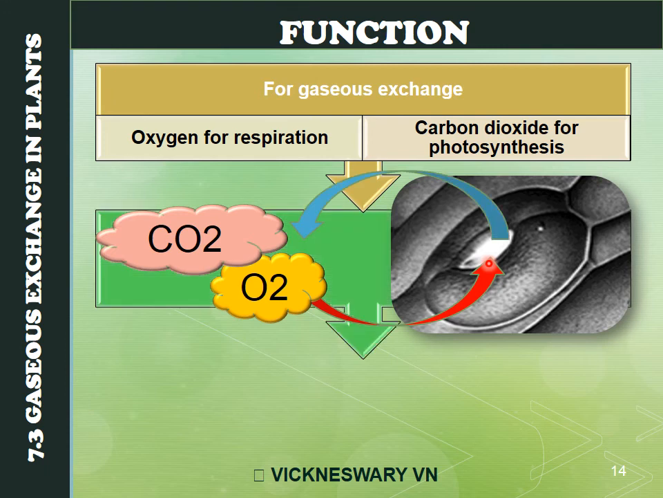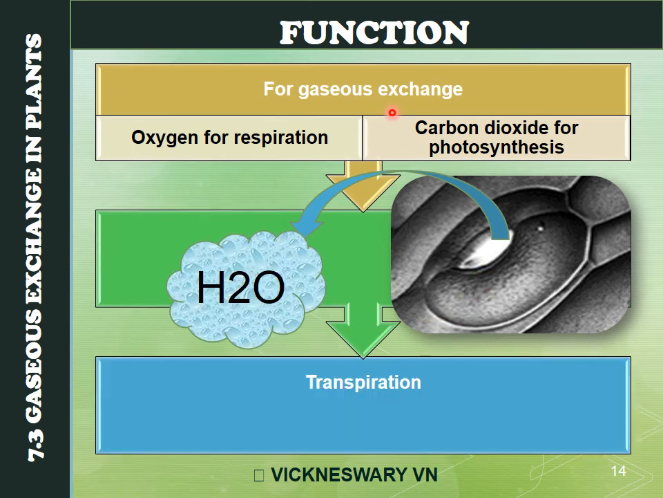Likewise, depending on which process is happening more efficiently, you find that carbon dioxide can diffuse out as a product of respiration, or oxygen can diffuse out as a product of photosynthesis. Besides being used for gaseous exchange, we find that the stomata is also very important for the process of transpiration, where water will diffuse out in the form of water vapor.